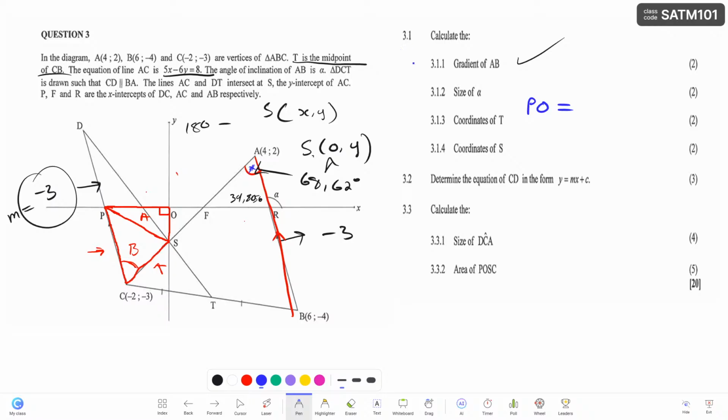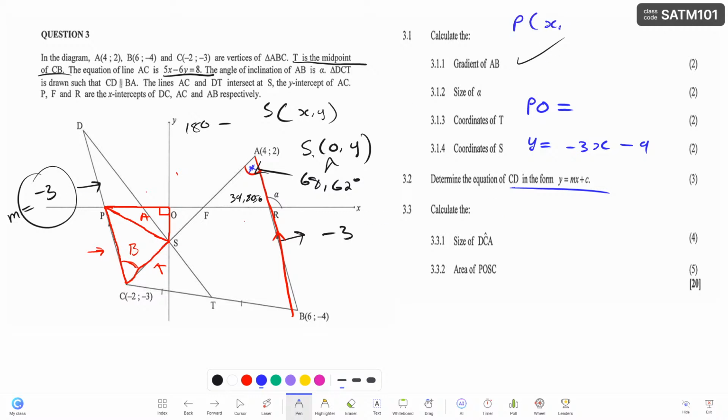So the coordinate of P, we know that y is 0. So there's somewhere where we calculated the coordinate of C. The equation of C, D, yeah, this one. So we are going to use this equation to find this point here, point P. So our equation was y is equal to negative 3x minus 9. Yes, so let's interpret point P.